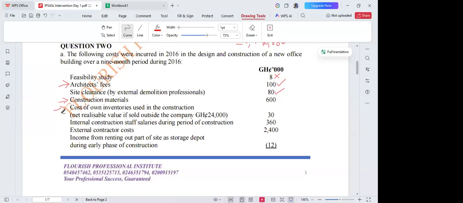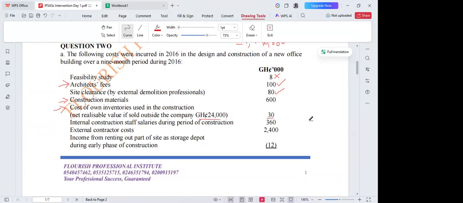Are you going to consider it? Yes, please. Okay. If you are going to consider it, what is going to be the amount? So the cost is 30, and then written in bracket here that the net realizable value, if sold to an outside company, will be 24,000. So which value are you supposed to use in this case?